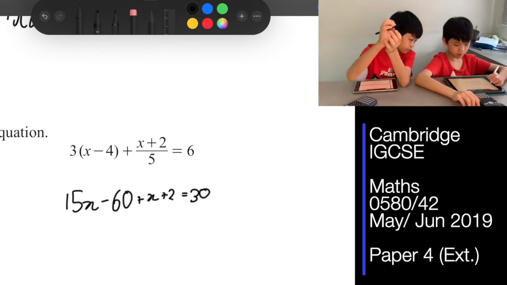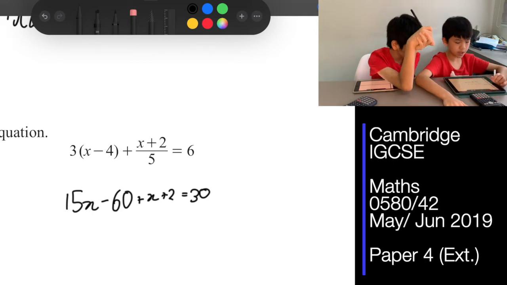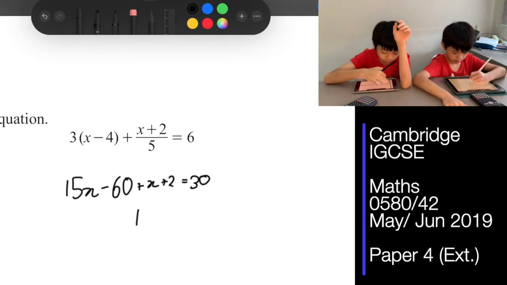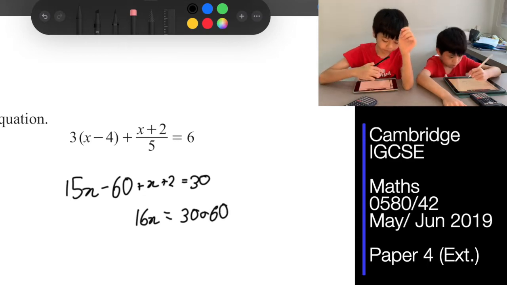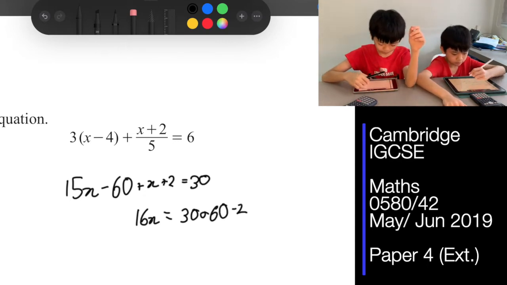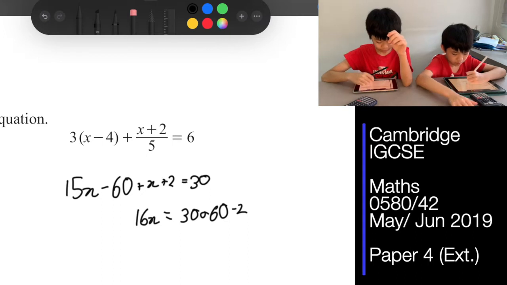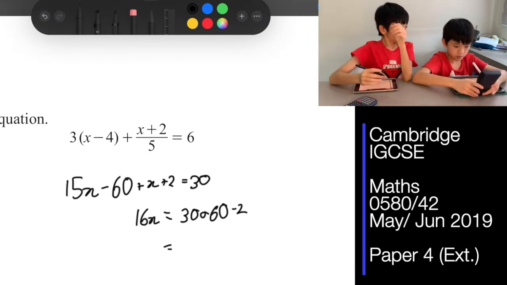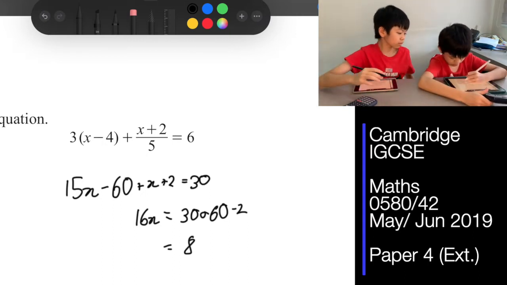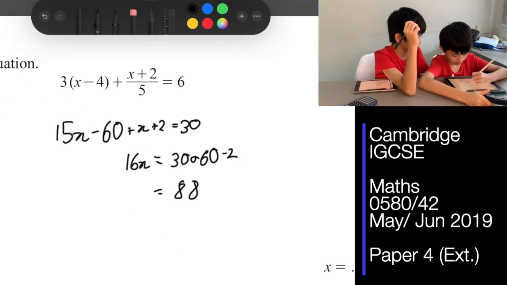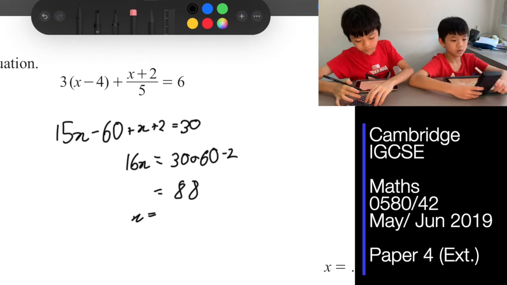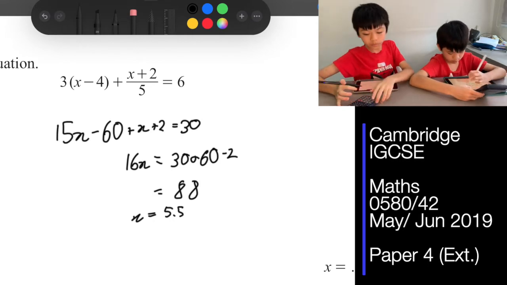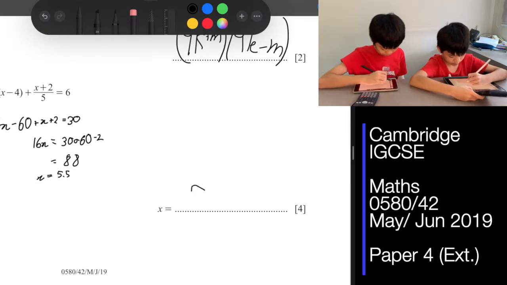Then we put all the numbers on the right side, basically make x the subject. So 16x equals 30 plus 60 minus 2, which is 88. So x equals 88 over 16, which is 5.5.